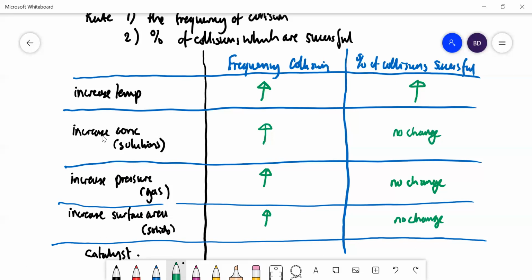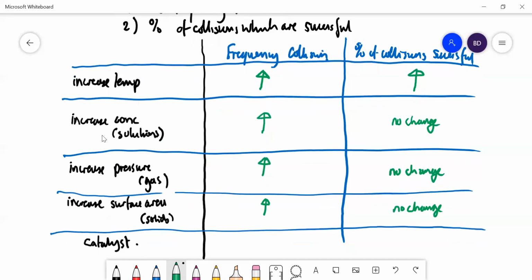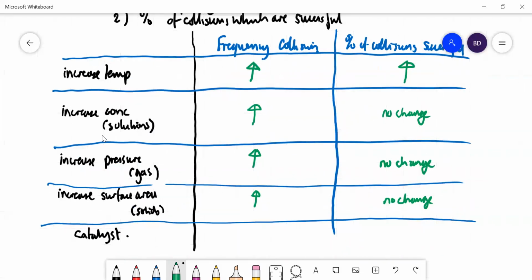And then the catalyst, the interesting one. We know what happens to the proportion of collisions which are successful. We know that increases. Why does it increase? Because the activation energy is lowered. But does it change the frequency of collisions? No, it won't, because it won't change the energy of the particles. So we can see that temperature is the only one that will do both things: increase the frequency and increase the proportion of collisions which are successful.